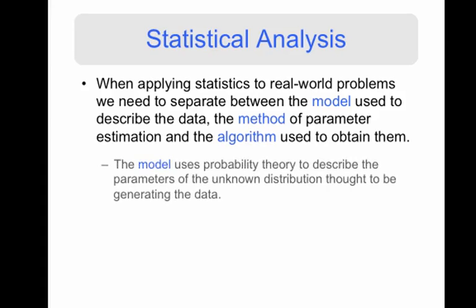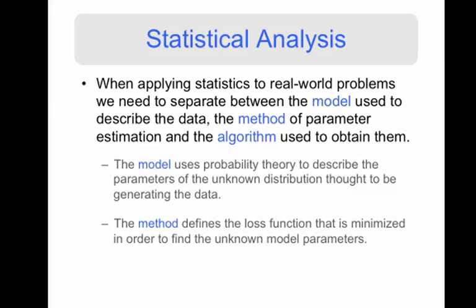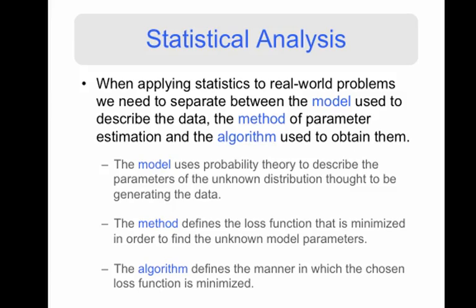The model uses probability theory to describe the parameters of the unknown distribution thought to be generating the data. So the model is an idealized description of what's going on and what we're trying to understand. The method defines the loss function that's minimized in order to find the unknown model parameters. Finally, the algorithm defines the manner in which the chosen loss function is minimized.